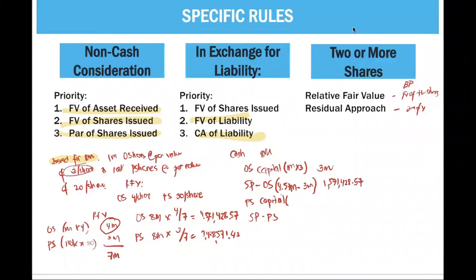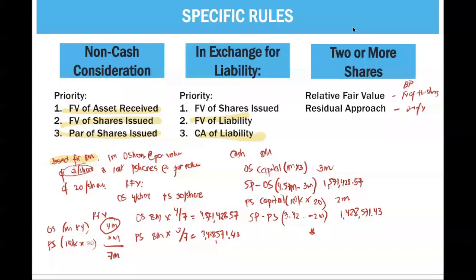1,571,428.57. Next, PS capital, how many shares? 100,000 shares. Par value is 20 per share, so that is 2 million. Now, to account for our SP or share premium PS based on the allocated 3.428 million less the par value of 2 million, we have 1,428,571.43. Okay, so that is how your relative fair value works.